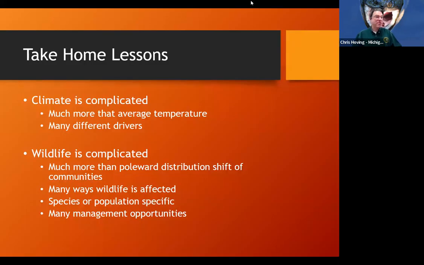So, take home lessons from this. Climate is complicated. It's much more than just a change in average temperature. We're interested in average temperature because we're hairless apes, but there are many other drivers for other wildlife species. I focused a lot on snow here, in part because that's an interest of mine. It's also an interest of Ben's, but we could just as easily be talking about different hydrologic regimes from flooding, or some of the temperature regimes, temperature stress that say fish would be exposed to.